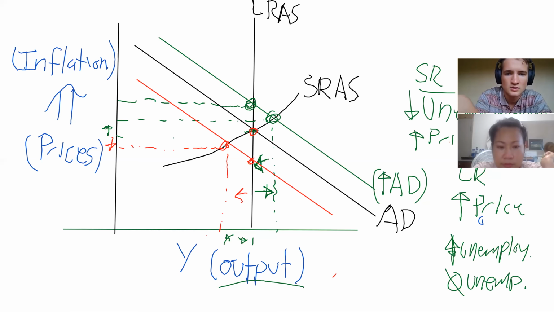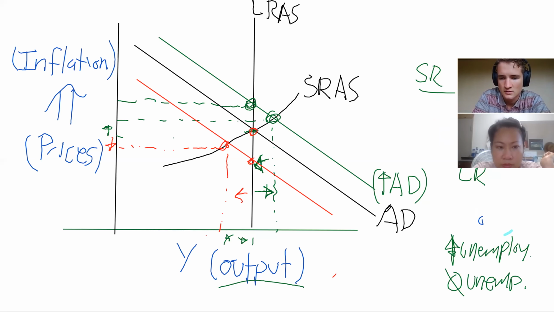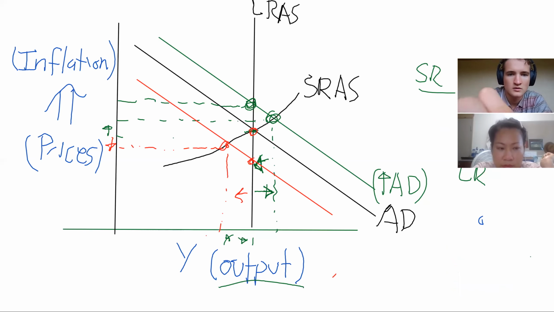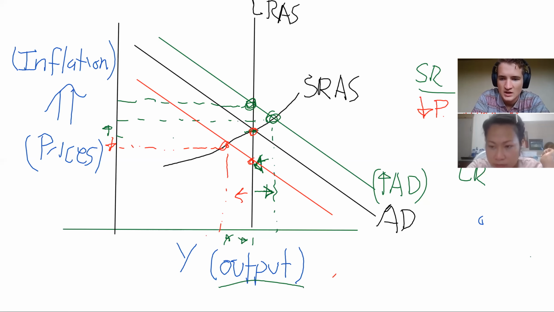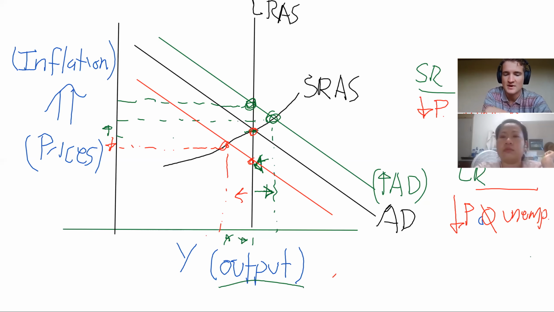Let me erase for a second. So in the short run, we're going to have a decrease in price and an increase in unemployment. In the long run, we're going to have an even bigger decrease in price, but no change to unemployment because it's just going to shift back. So it's the same idea.